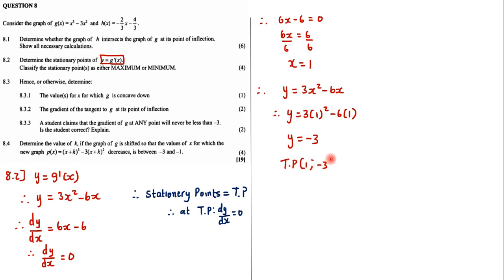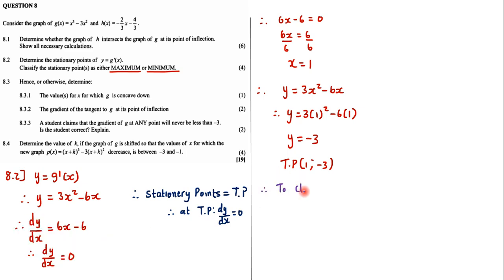Now the next thing that the question asked was that we need to classify whether these stationary points, whether this is a maximum or a minimum, right? Now in order for us to classify, I'll say therefore, let me just use a different color here.